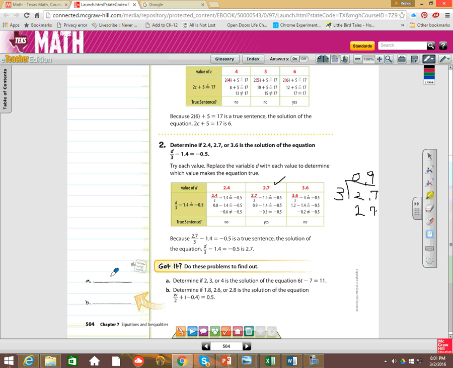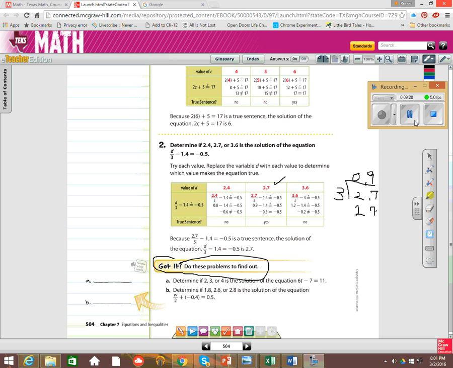Now, under A and B, under the "Got it?" section, do these problems to find out. So in A, determine if 2, 3, or 4 is the solution for the equation. I'll give you a moment to do that, then I will show the answers on the screen.